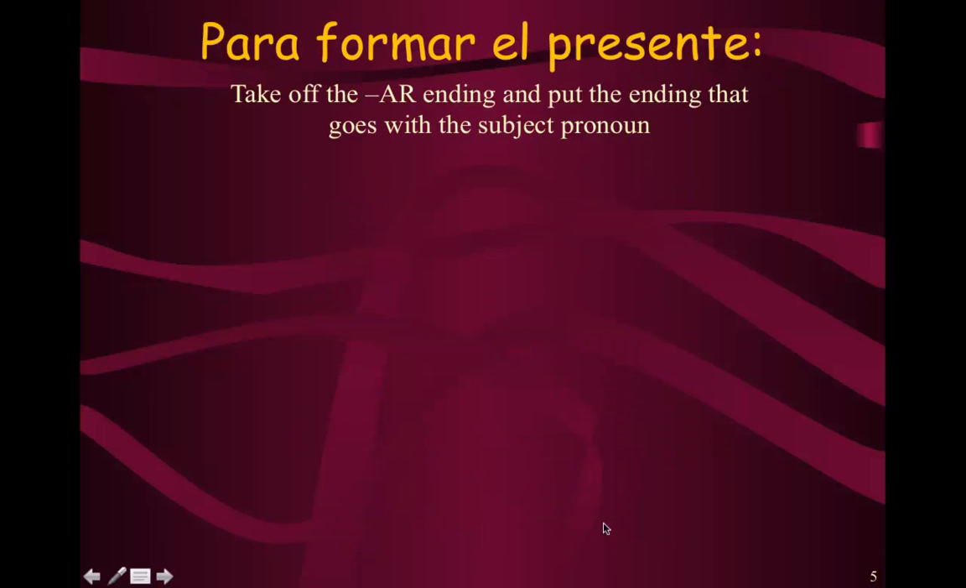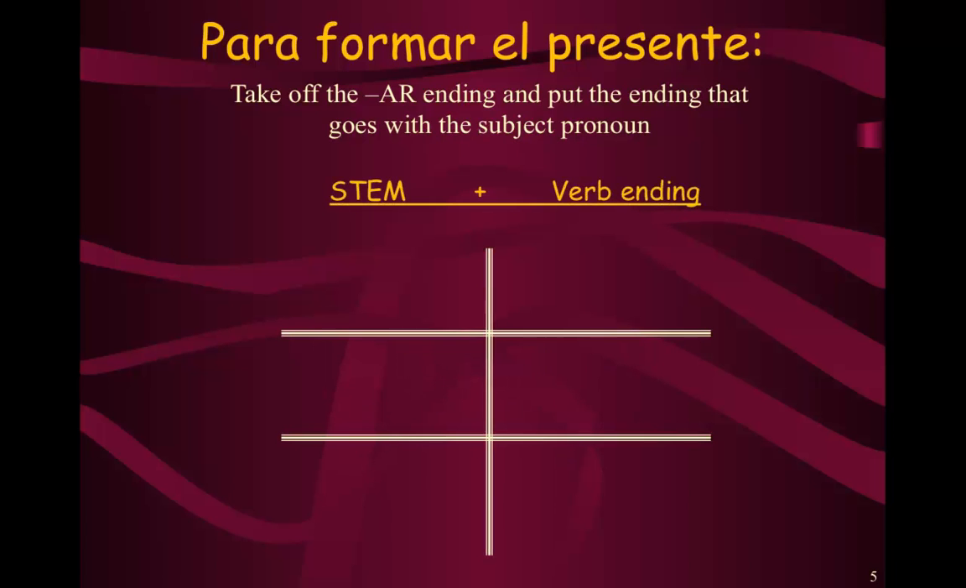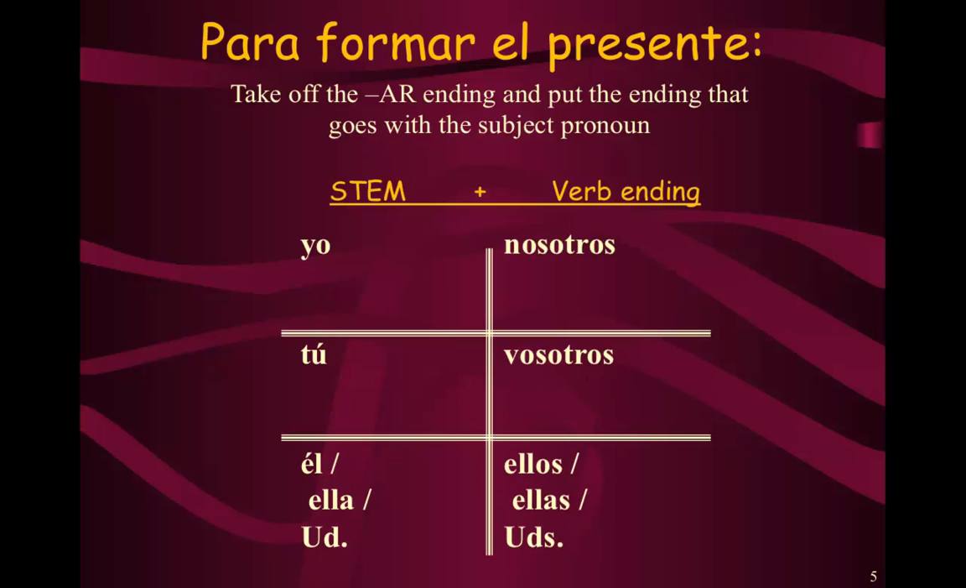So para formar el presente, you're going to take off the AR ending and put the ending that goes with the subject pronoun. So each subject pronoun has its own ending. So for yo, the ending will always be o. For tú, your ending will be as. For usted, él, ella, the ending is a.